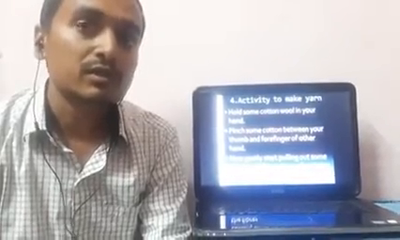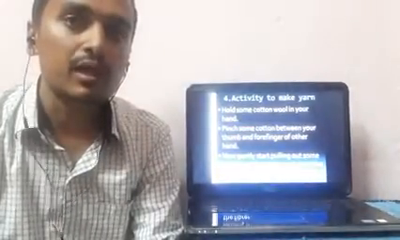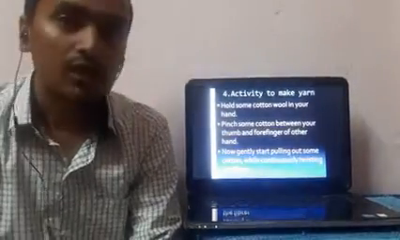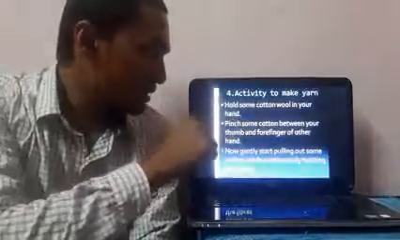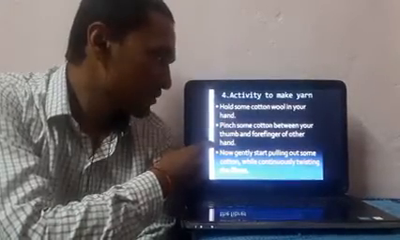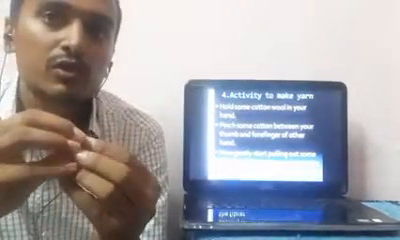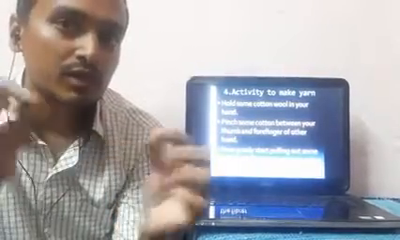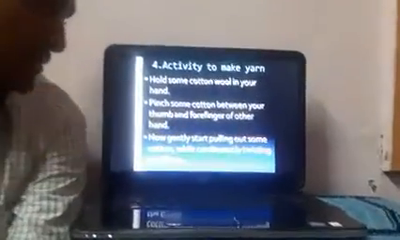For that we will show one activity. In this activity we will see how yarns are prepared. What you have to do is hold some cotton wool in your hand and pinch some cotton between the thumb and forefinger of your other hand. Now gently start pulling out some cotton.